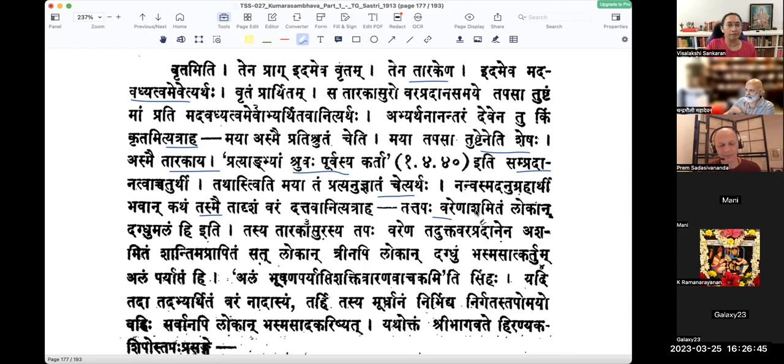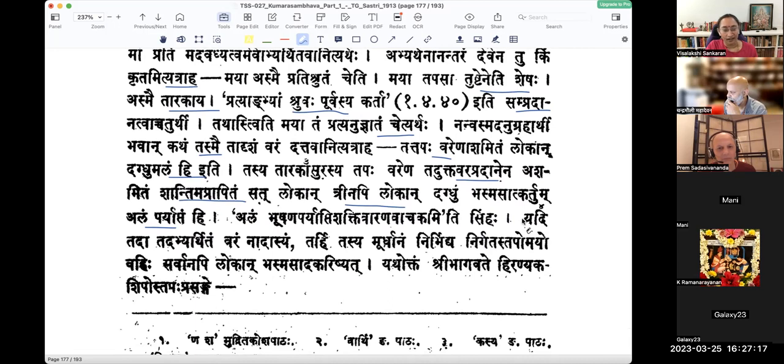Ityatra aha tat tapaha varena asamitam chet. If his tapas is not calmed down because of the varam, then lokana dagdhum alam. Tasya tarakasurasya tapaha varena tadukta varadanena asamitam shantim aprapitam sat. If it had not been pacified, then lokan trinapi dagdhum basmasat kartum alam paryaptam or samartham. It has the capacity; he gives an example of Hiranyaksha here. Yadi tada tad abhyartitam varam na adasyam. If I had not given his vara at that point of time when he had asked, tarhi tasya murdhanam nirbidya nirgataha tapomayaha vannihi. The agni would have come out of his head, Brahmarandram. Sarvanapi lokana basmasad akarishyat, it would have made all three worlds into ashes.